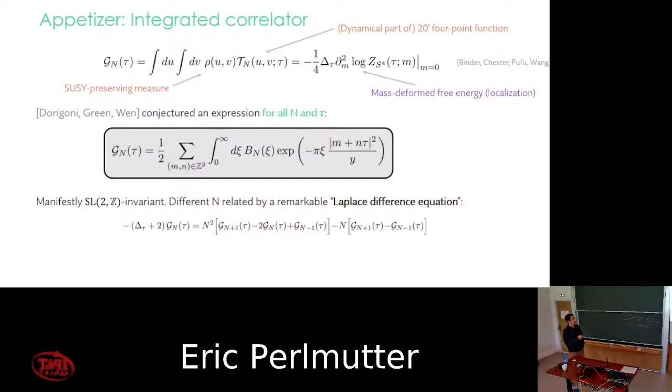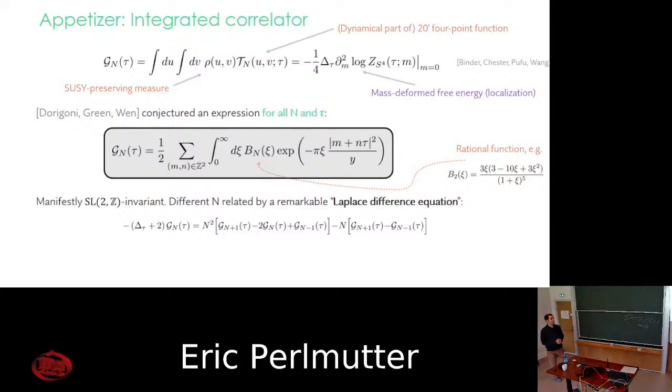And these authors, Dorigoni, Green, and Wen, wrote a beautiful paper where they conjectured an expression that's valid for all N and tau for this object. This expression is a lattice integral representation. There's a two-dimensional lattice sum, a one-dimensional integral, some kernel B_N of xi, and then this exponential factor. This B_N is a rational function. So for example, for SU(2), it's just this thing here. For higher SU(N), it's just a ratio of polynomials, being rational. And the beauty about this expression is that it's simple for all N and for all tau.